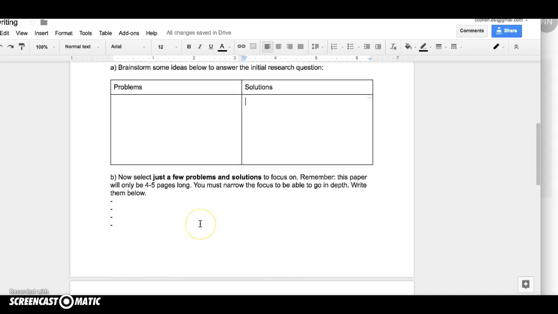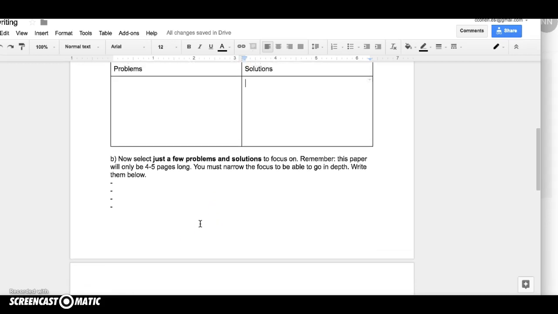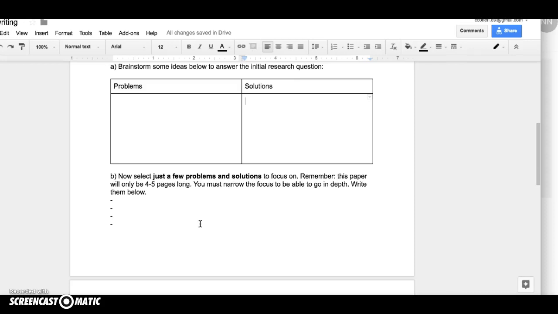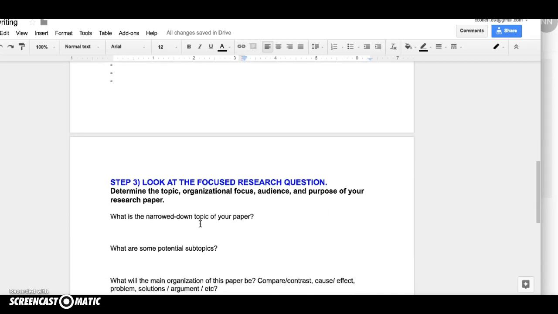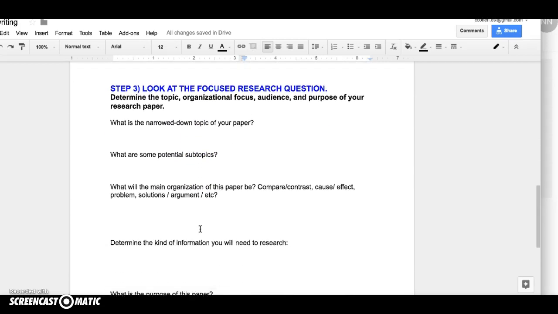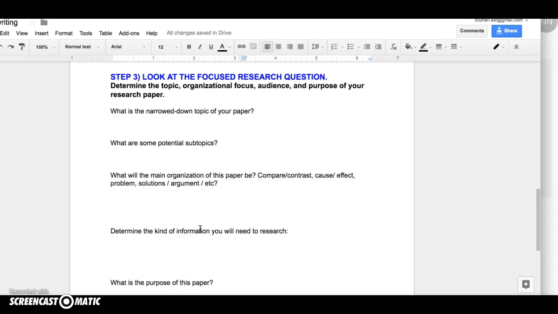And that's an important step in every research process. You start with a general question or a general idea for a topic. You come up with a question about it, and then you narrow down that question so that you can focus your research. So once you choose a few problems and solutions, then you're going to look at your focused research question or topic and write it down. What is the narrowed topic?